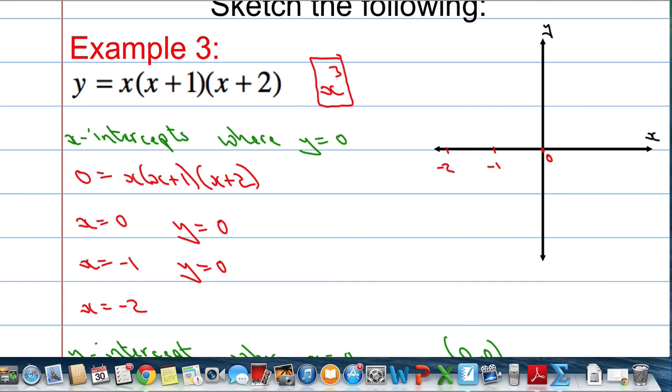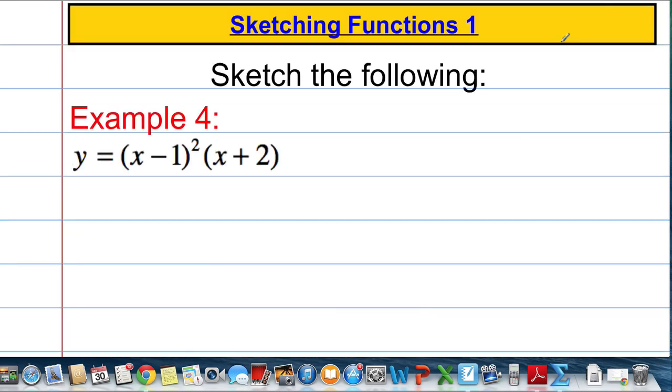Okie doke. So the graph would have come from this direction, passed through -2, it's got to turn at some point, come back down, go through -1, got to turn at some point, and then come back up through that intercept there and off to infinity. So you've got the general shape of the curve, which means we're good to go. Okay, next one, sketch the following. Again, start with our axes.